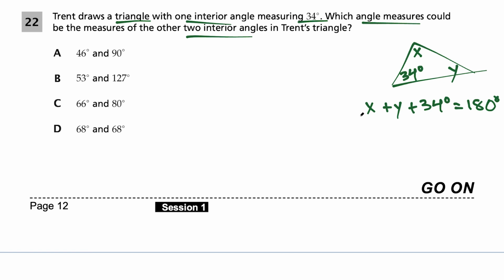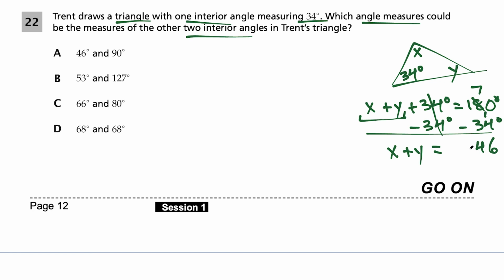If I want to know the sum of the other 2 angles, I would just subtract 34 degrees from 180 degrees. If we work this out, I could use a calculator, or we could just do the long subtraction here. This is going to work out to 146 degrees. So the sum of these two angles has to equal 146. If you add these two, 46 plus 90 is 136. So this answer choice is no good.